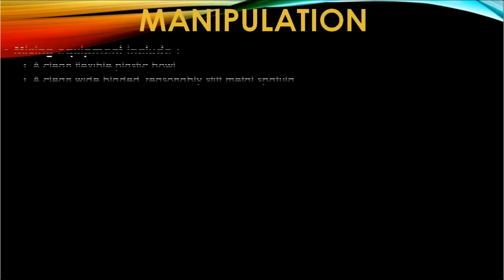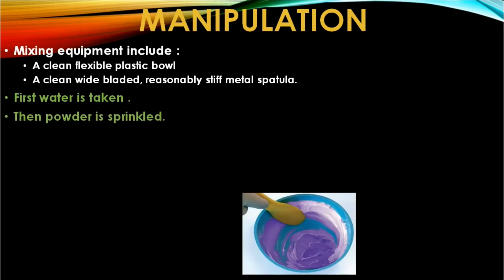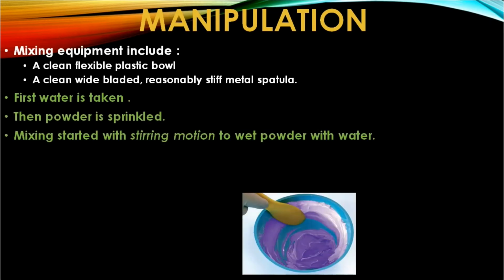Manipulation: mixing equipment required are a clean flexible plastic bowl and a stiff metal spatula. First we take water and then sprinkle powder on it. Take the material in proper water powder ratio, that is usually 1:2.